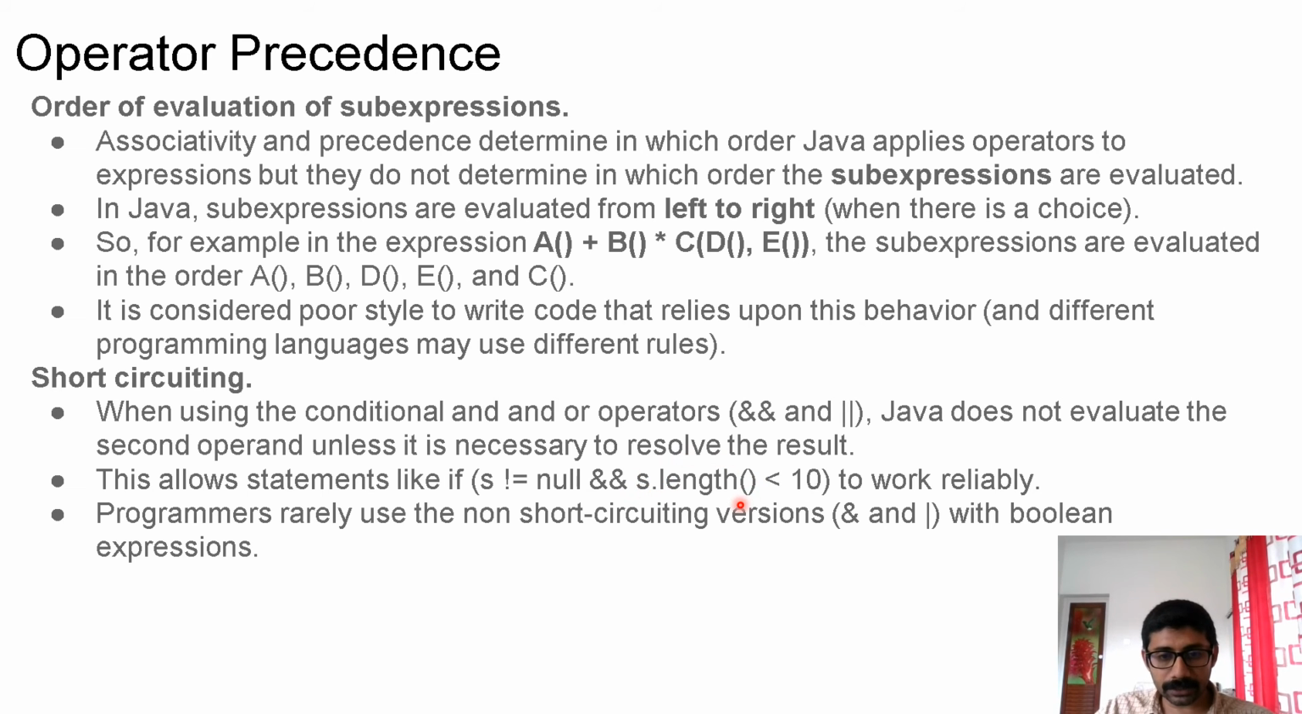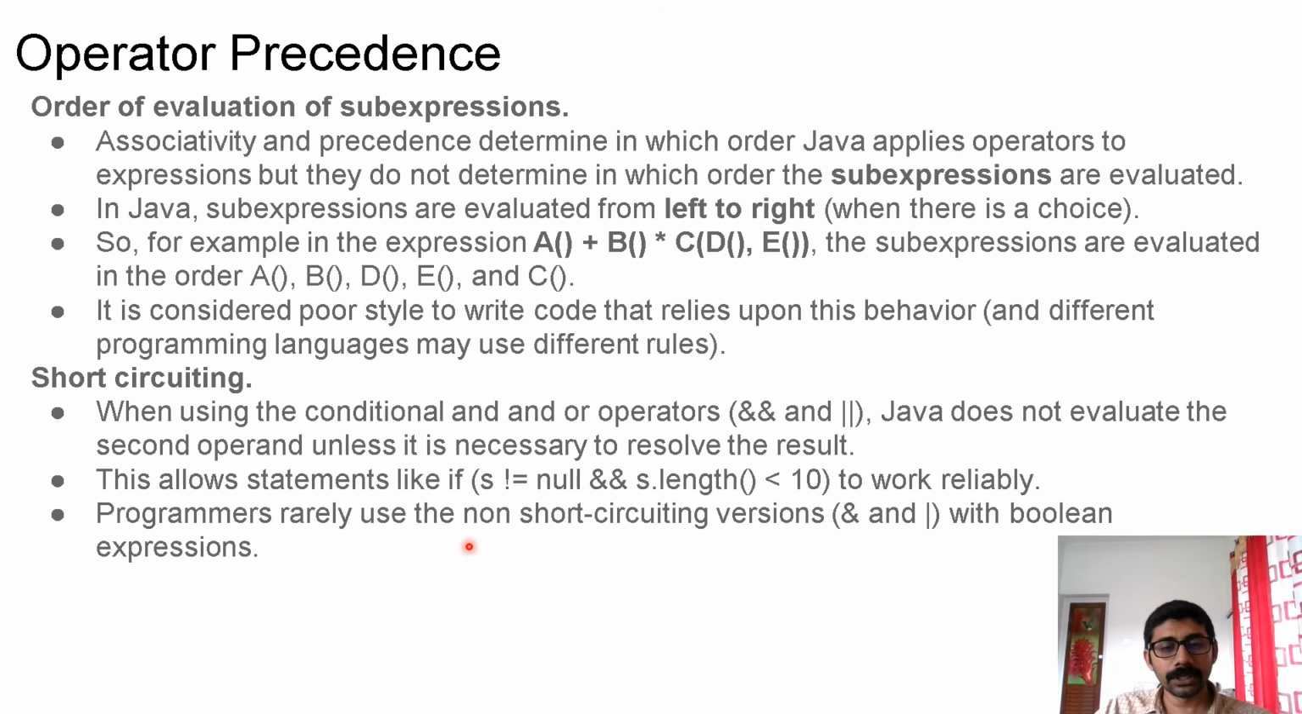That would create an exception. But in Java, that will not happen, because short circuiting is already there for AND and OR. When the first expression is evaluated to false, the AND will not evaluate the second part, because irrespective of the result of the second part, your result will be false. In the same way, for OR, when the first part is evaluated to true, it will not evaluate the second part because that is not needed. That is called short circuiting.